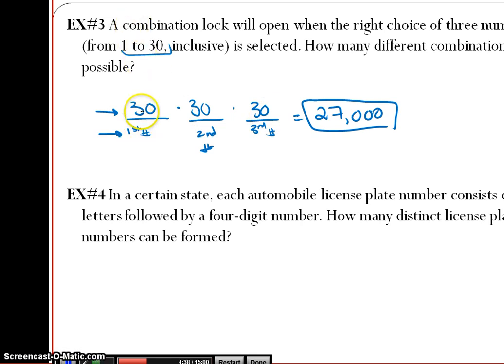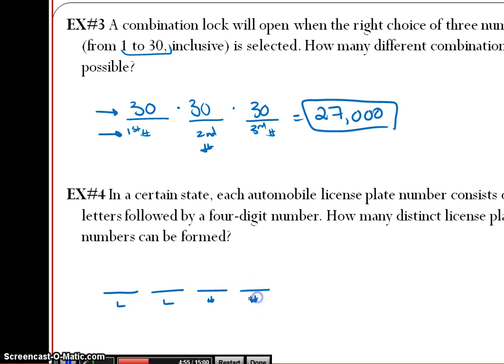which you could have a lock that is 1, 1, 1. It wouldn't be very safe, but you could pick it. You can have repeated numbers. Okay, and number 4, it says, in a certain state, each automobile license plate consists of 2 letters. So I have a letter, and then I have a letter, followed by a 4-digit number.